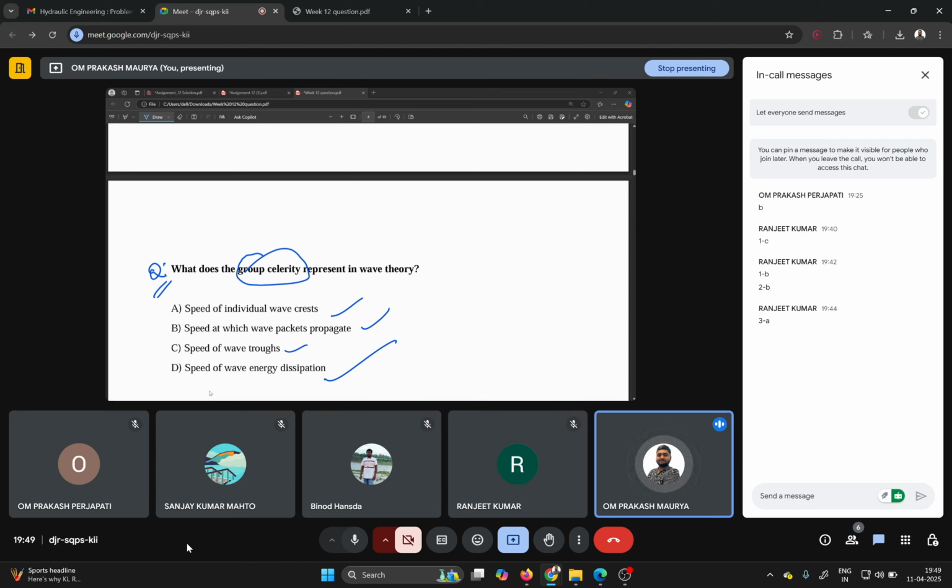What does group celerity represent in the wave theory? Okay, 5C. That is, you are telling about the C, the speed of wave troughs. Here we are talking about group celerity, not only the celerity.